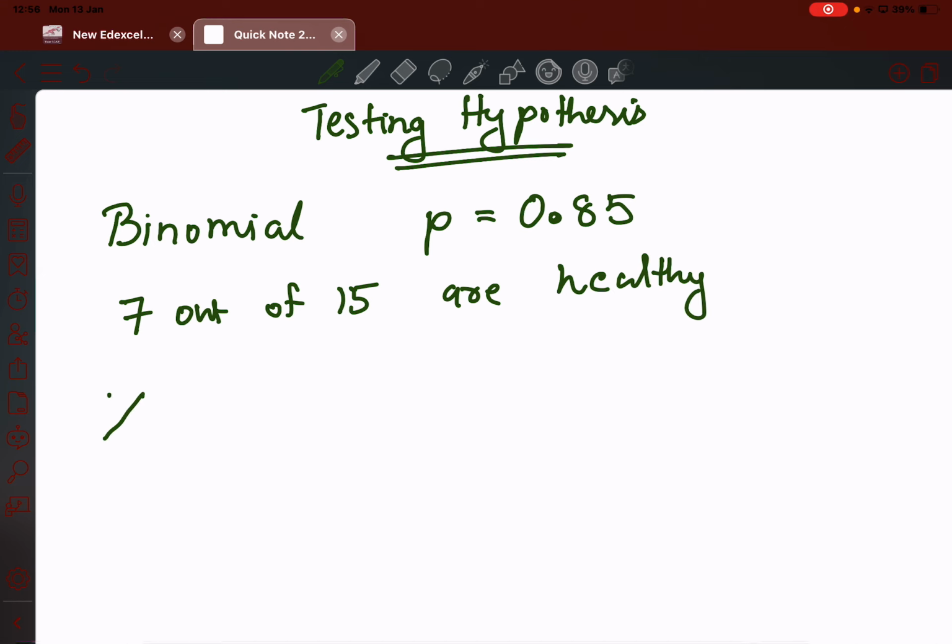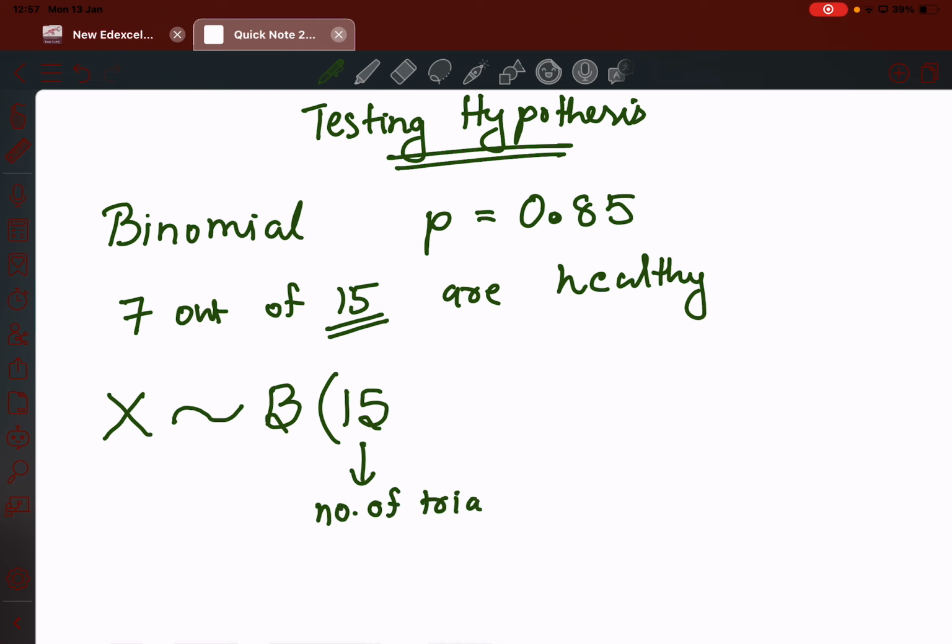X is your test statistic, where X is the number of healthy phones. And X here follows a binomial distribution. It is binomial because it's either faulty or not faulty. The number of times you tested the phone, you took 15 samples. So 15 is the number of trials that you have done. And then the probability of a success. Success here is the phone is actually healthy. Mr. Thomas claims it is 0.85.